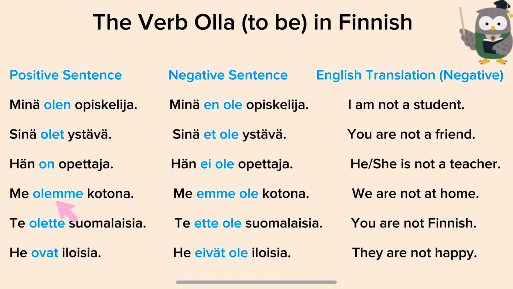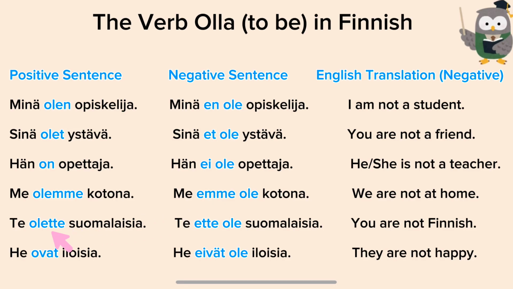Next up, me olemme kotona. We are at home. To make it negative, me emme ole kotona. We are not at home. The verb changes to emme for the negative form.